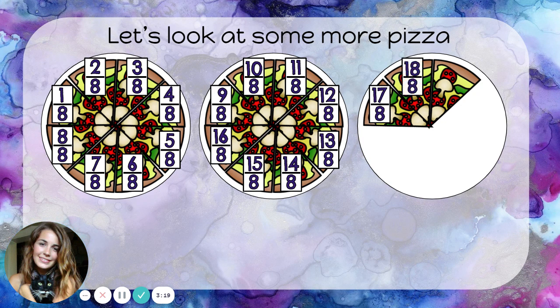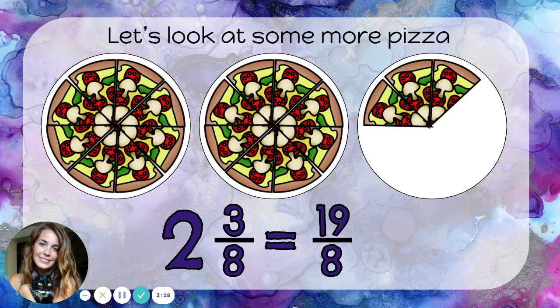17/8, 18/8, 19/8. I have 19/8 of a pizza. 2 3/8 equals 19/8. They're both the same amount of pizza. One is just written as a mixed number and the other as an improper fraction.